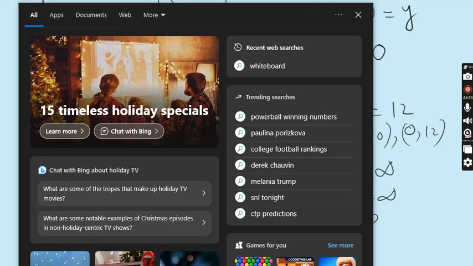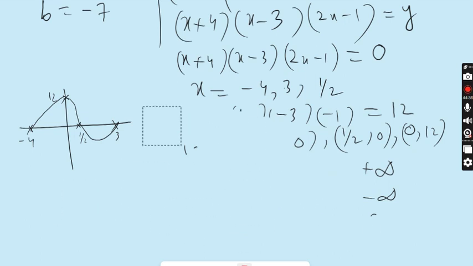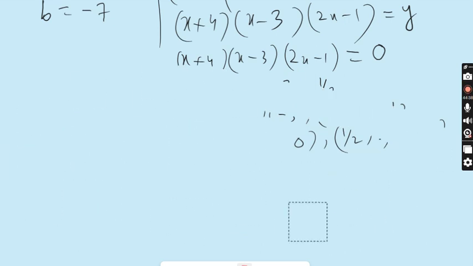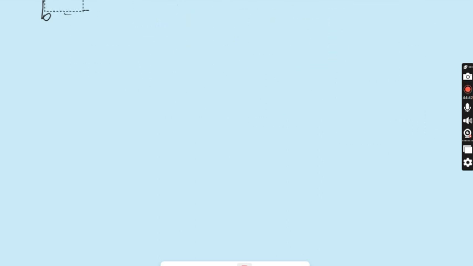No need to find the turning points. This is not the requirement. Otherwise we would have to find the maximum or minimum point using the second and first derivative, but this is not the requirement of the question. Move to the last part, D.